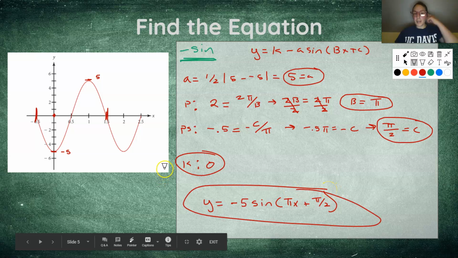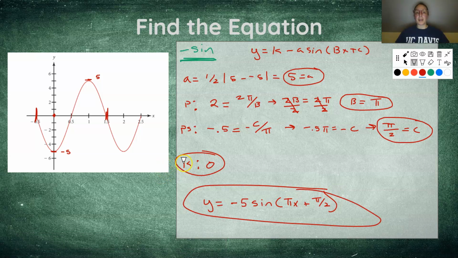There we go, and this is kind of our first glimpse at negative graphs. Negative graphs just open the opposite way, okay? Just think parabolas. A positive parabola opens up, a negative parabola opens down. It's the same exact thing with the sine and cosine graphs.